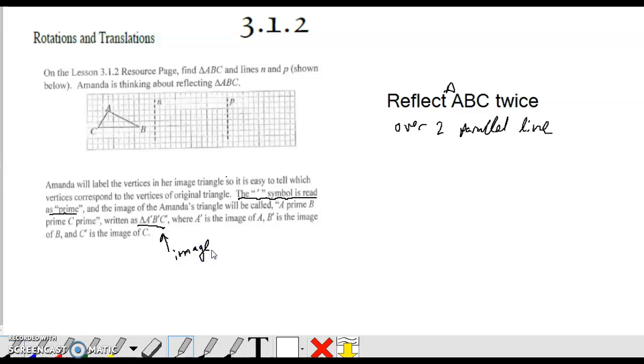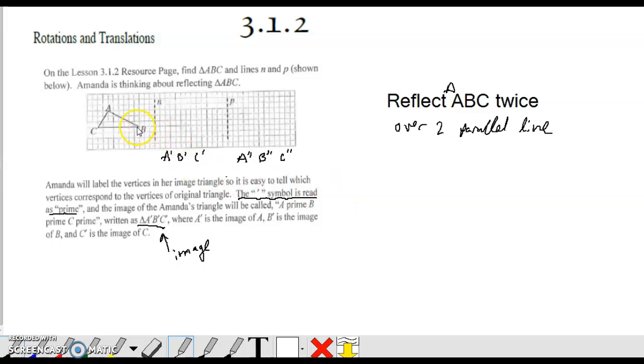So what I want you to do is pause the video and reflect it twice. This one is going to be your A prime, B prime, C prime, which means if we reflect it a second time, it's going to be read as A double prime, B double prime, and C double prime. What we want to do is figure out what's happening with all of our images. So go ahead and pause the video now and perform the reflection twice. Again, use patty paper if you need a little help.